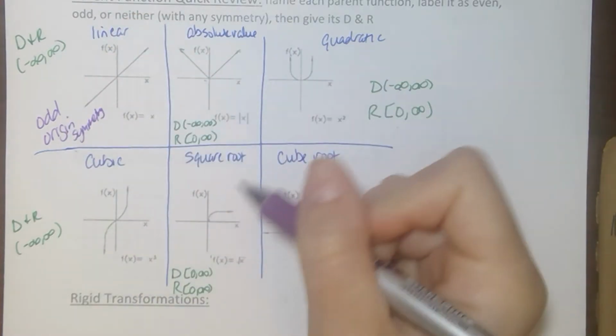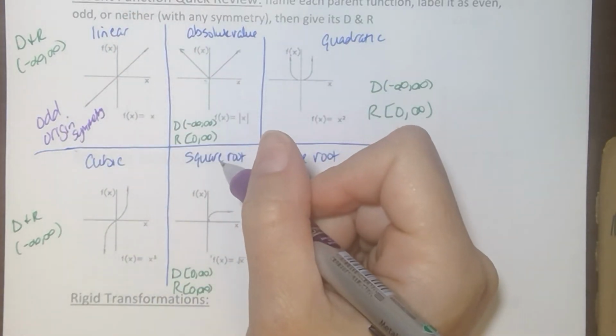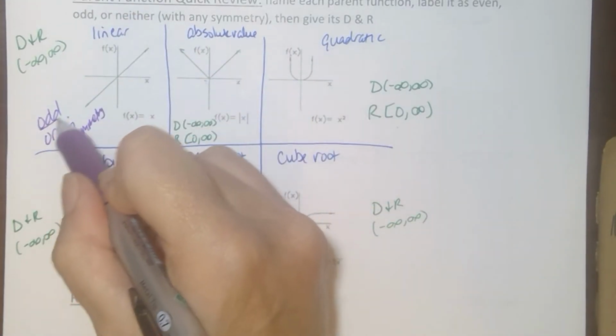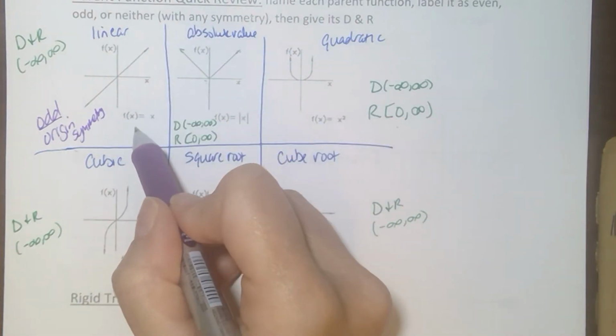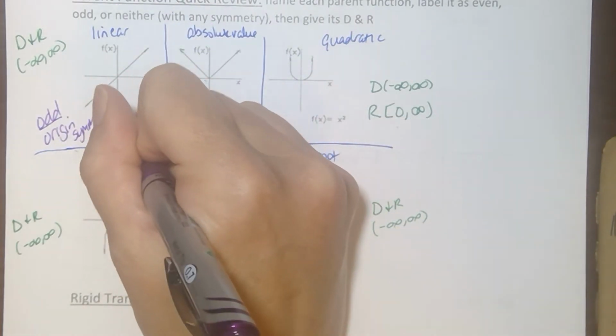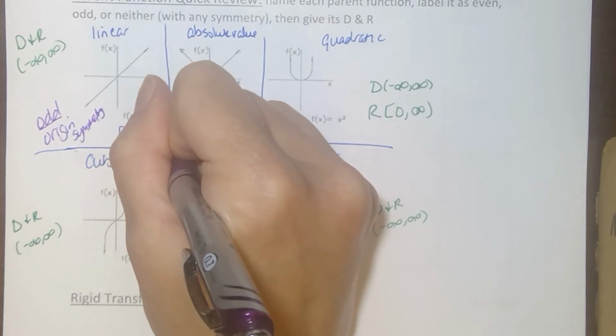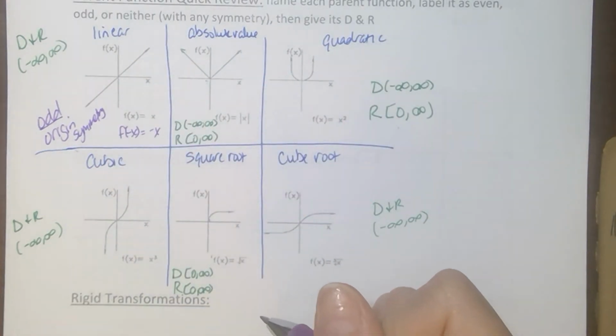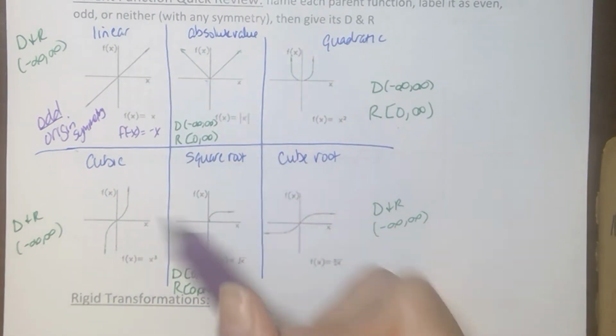Now just the parent function. Once I do transformations on this, it may no longer retain that type of symmetry. But for my parent function, if I plug in a negative x, I get out the opposite of the original function. We talked about the absolute value function.